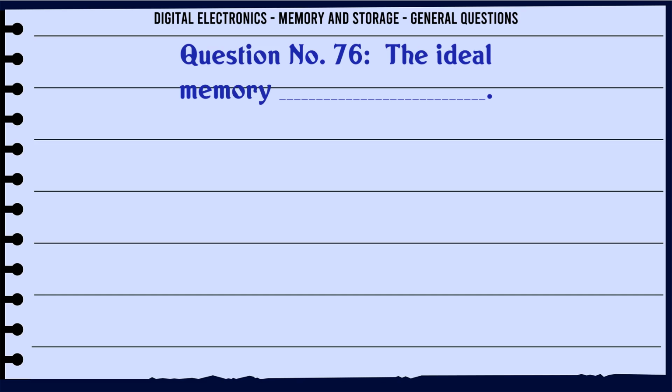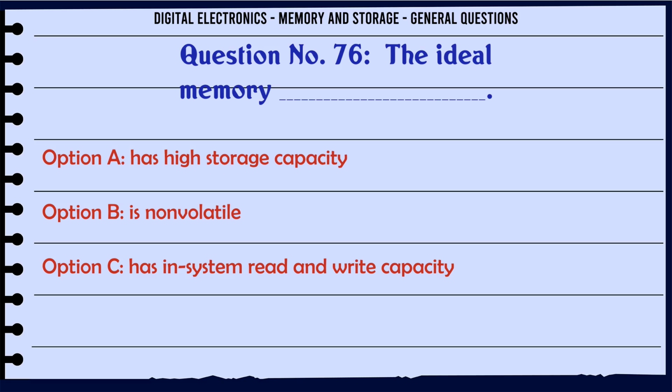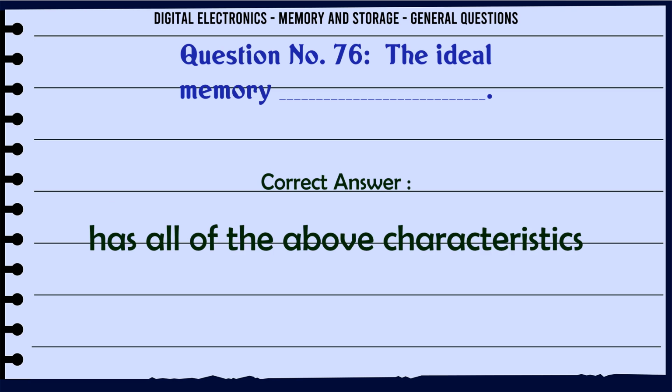The ideal memory. A. Has high storage capacity. B. Is non-volatile. C. Has in-system read and write capacity. D. Has all of the above characteristics. The correct answer is has all of the above characteristics.